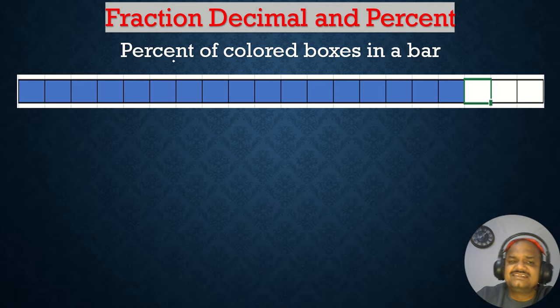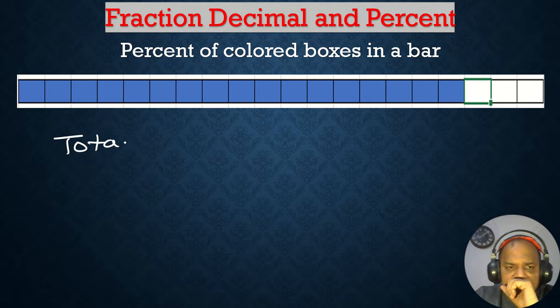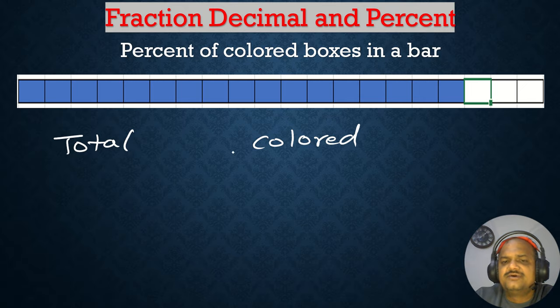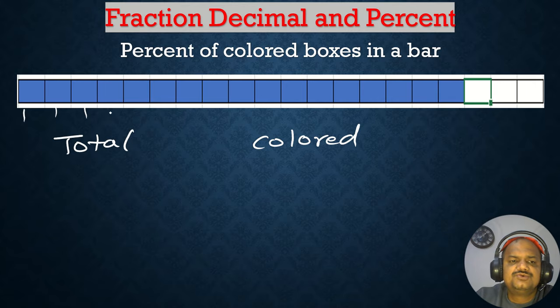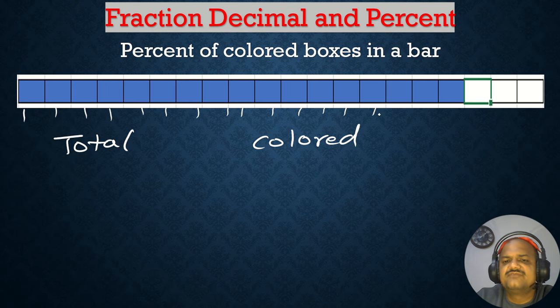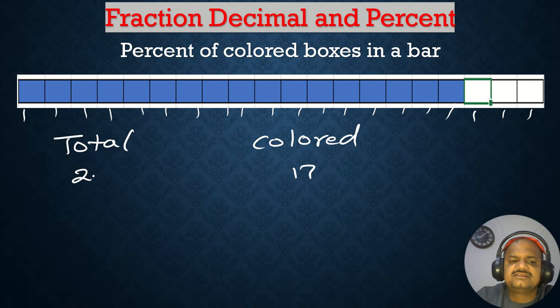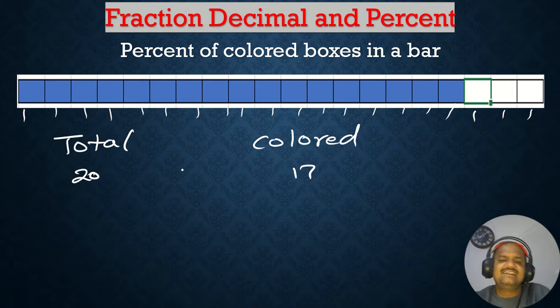They say, find the colored boxes percent. Now, first you see how many total boxes and how many are colored. Okay. So, how many total boxes do you see? 1, 2, 3, 4, 5, 6, 7, 8, 9, 10, 11, 12, 13, 14, 15, 16, 17 colored, 18, 19, 20. 20 is total. Okay. So, 17 boxes are colored from 20 boxes.